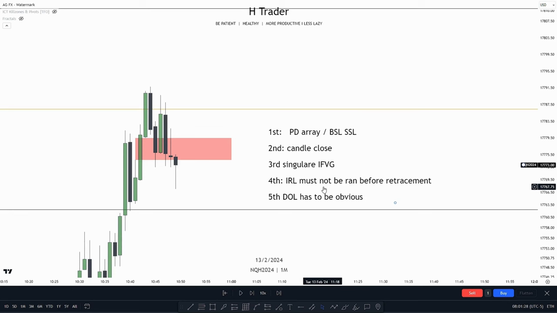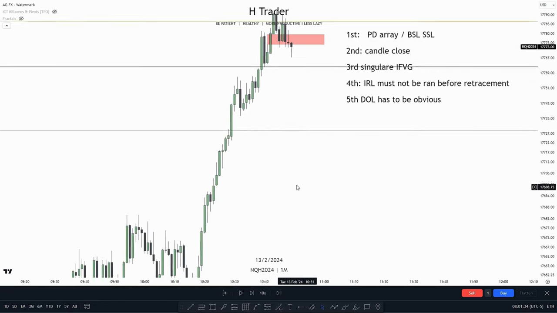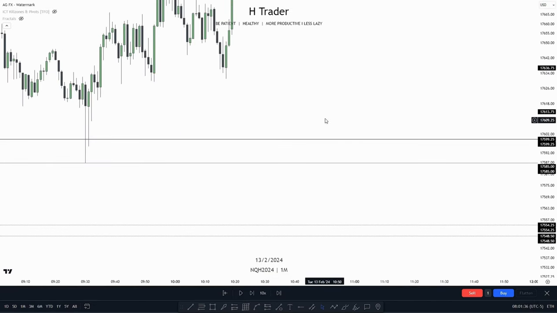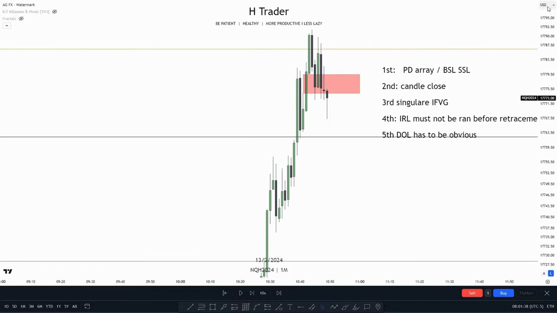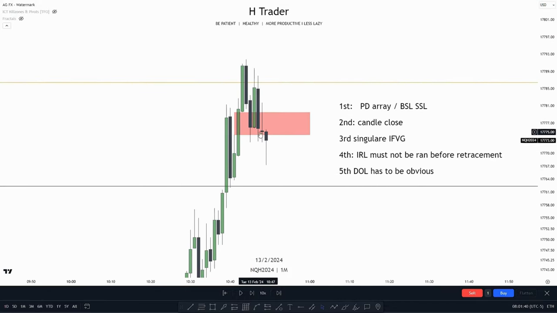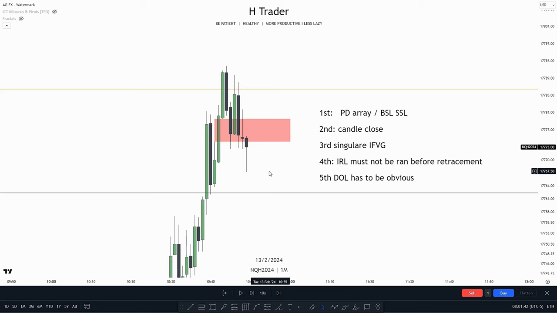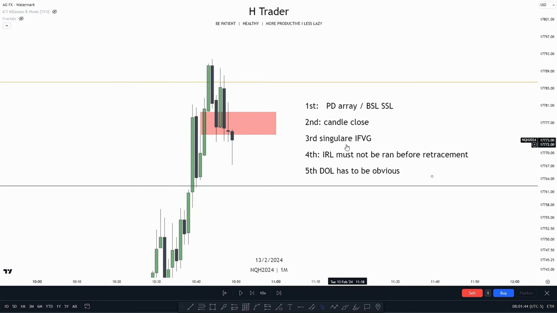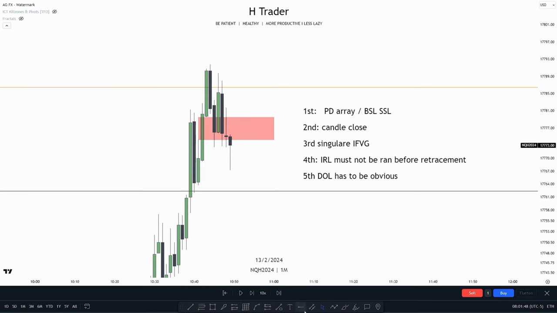Fourth, internal range liquidity must not be taken before the retracement. And fifth, the draw on liquidity has to be obvious. In this case, our draw on liquidity is the higher time frame draw on liquidity, which is the relative equal lows. So in that case, we could use this inversion value gap as our potential trade entry, and first of all target internal range liquidity, and then target all the way down to the relative equal lows.